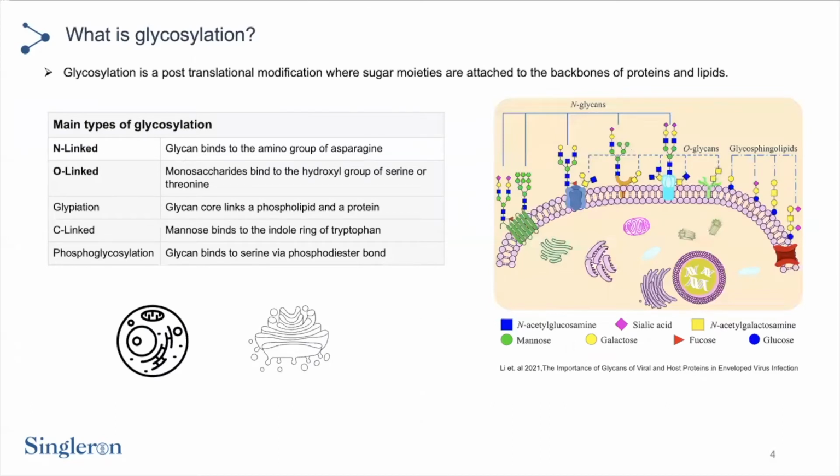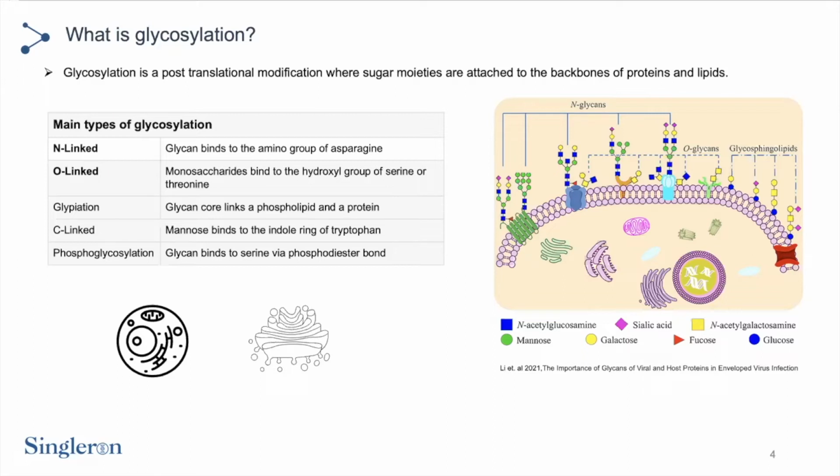So let's start with what is glycosylation. It's one of the most frequent post-translational modifications where sugar moieties are attached to the backbones of proteins or lipids. There are at least 5 different types of glycosylation, and I'll show them here, namely N-linked. In N-linked glycosylation, these monosaccharides are binding the amino group of asparagine on the protein. With the O-link, monosaccharides are binding the hydroxyl group of serine or threonine. There are other forms of glycosylation, but the most frequently seen are the N-linked and O-linked.